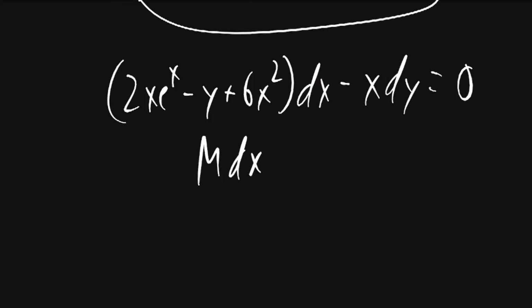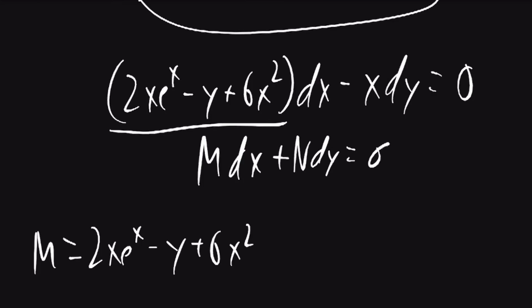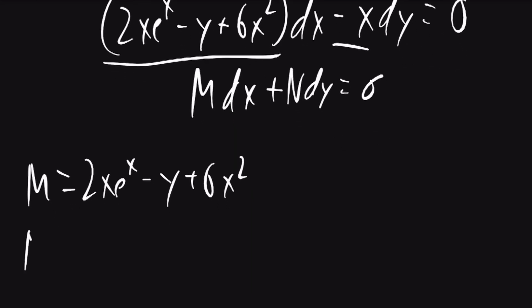Now this is in the correct form of M dx plus N dy is equal to 0. The coefficient of dx is going to be our M term, which is 2x e^(x-y) plus 6x squared. And the coefficient for dy is our N term, which is negative x.